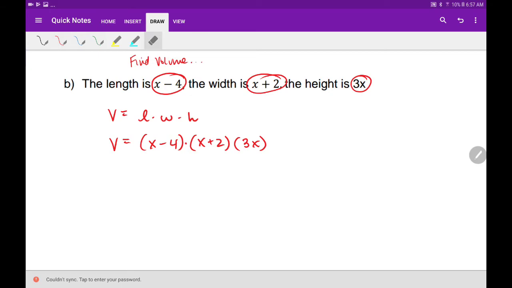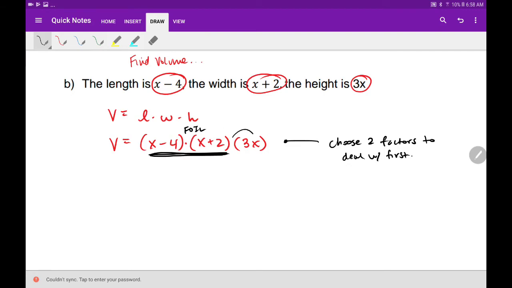A super common mistake that people make at this point, when they have 3 terms being multiplied together, is they just start at the beginning and distribute all across. That's incorrect. You can't just mesh them all together like that. The way to do this problem is to choose 2 factors to FOIL out first. I like to deal with those first, okay? So you might want to start with these 2 and FOIL them first, and then when you're done, deal with the 3x. Or you don't have to do it that way.